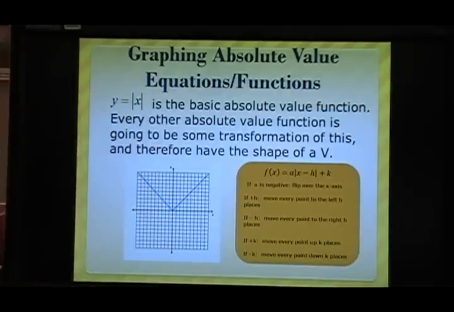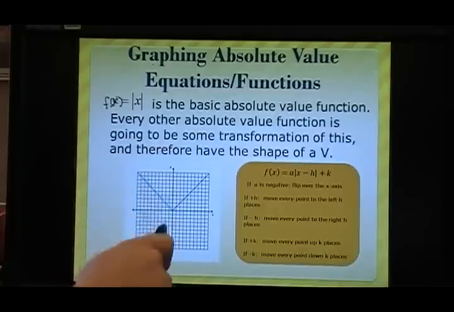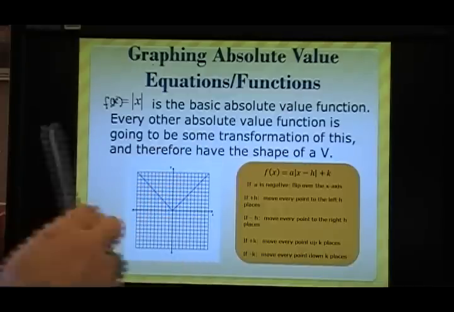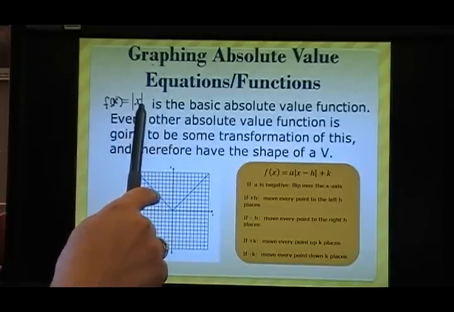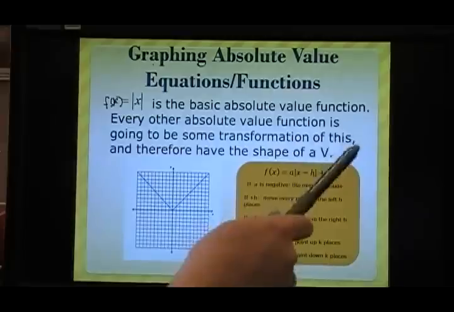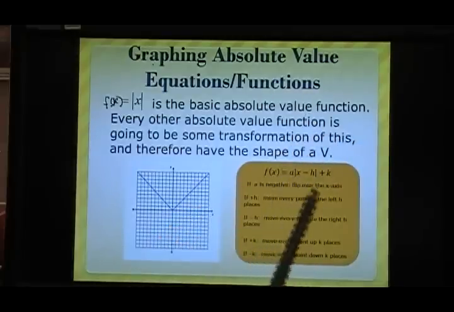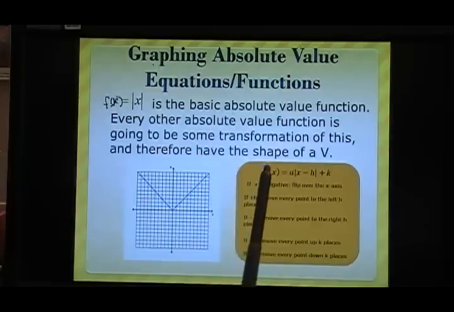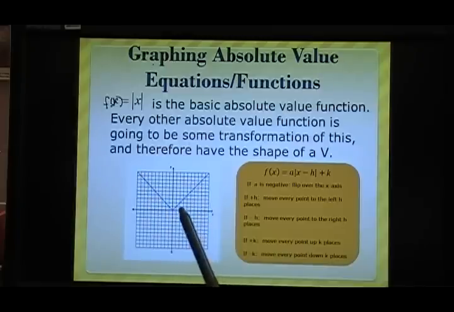So since we're talking functions, instead of writing y, let's write f of x, because this is a function of x, right? This function passes the vertical line test. So f of x equals the absolute value of x is our basic absolute value function. And if we want to graph any absolute value function, we can do so as a transformation of the points on this graph. Some of the points on the basic, so let's look at our xy pairs, or input-output pairs.